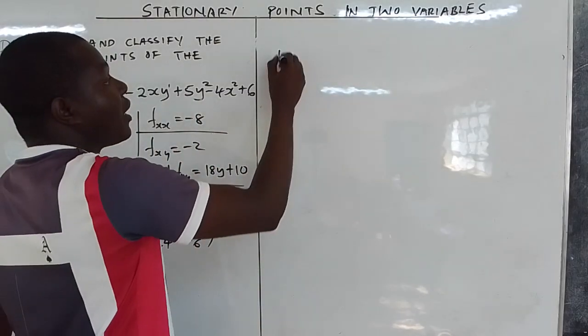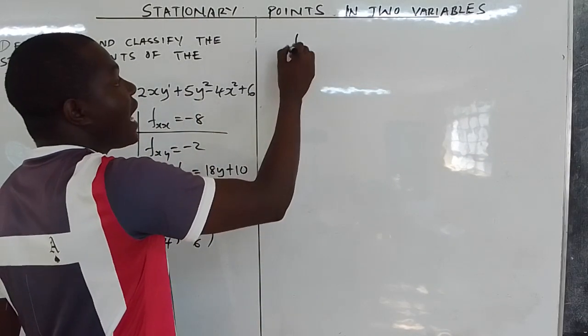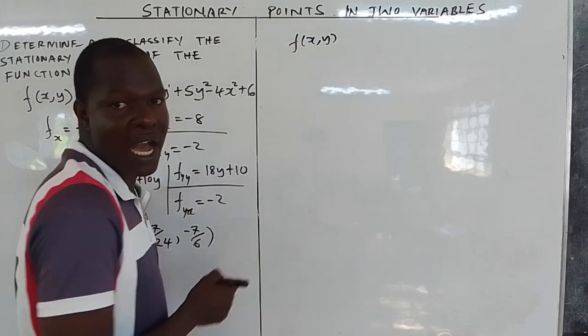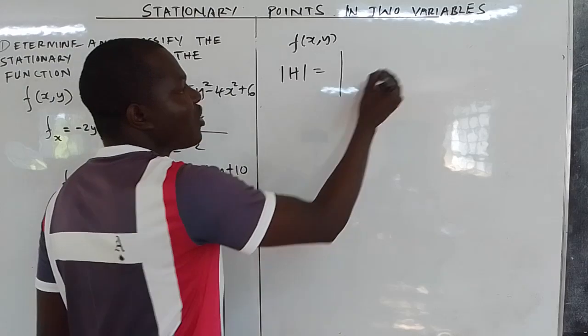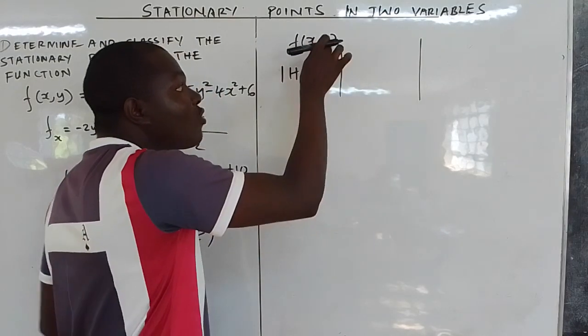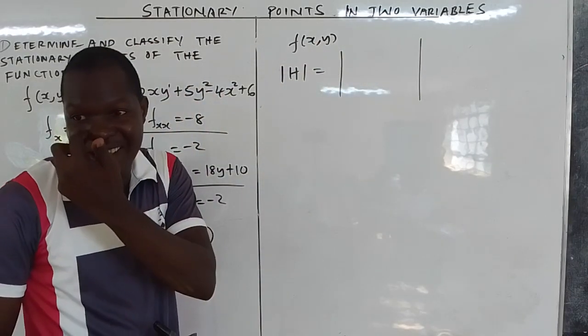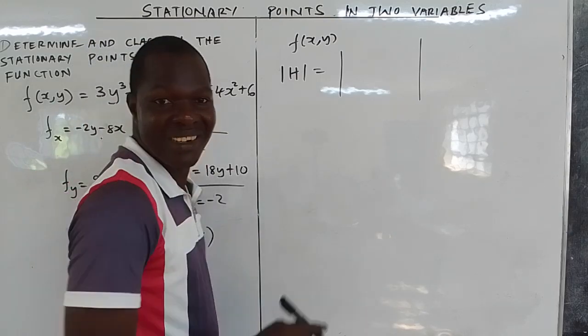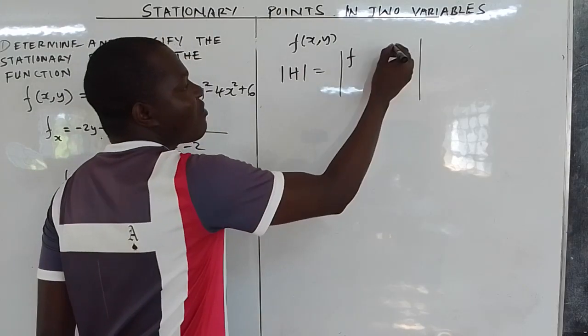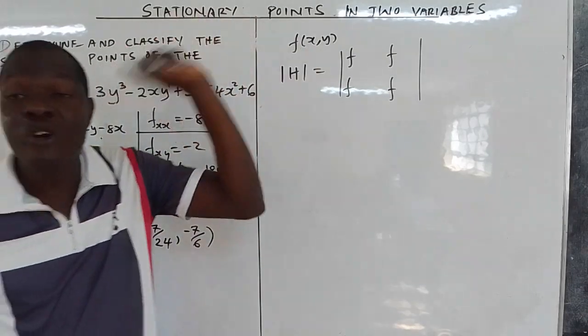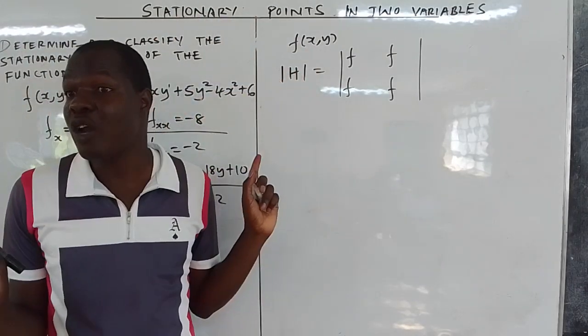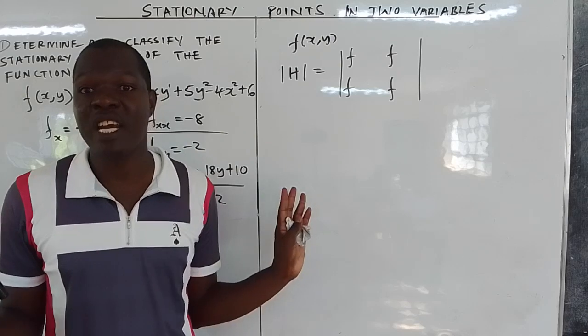So, you know that f is a function of x and y. So it means when you are constructing the determinant of the Hessian matrix with two variables, it is a 2 by 2 matrix. So you define the rows first, and then you define the columns after you've done with the rows. Order of a matrix, okay?